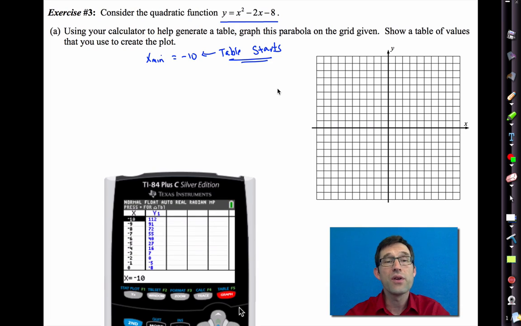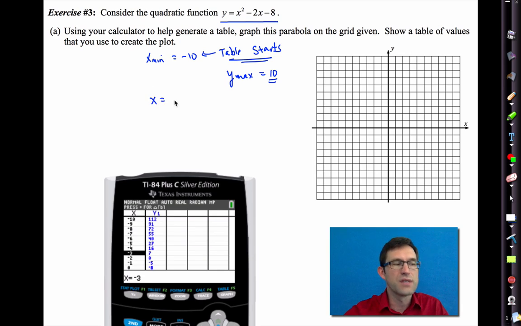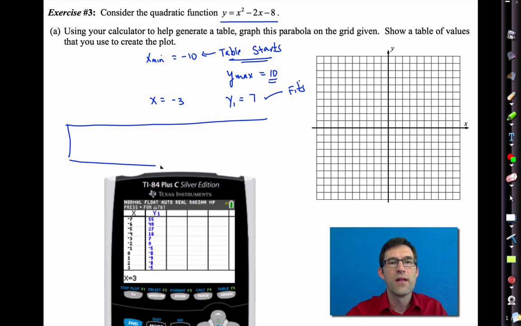Okay. Now, if you notice, the y value when x is negative 10 is much too large to even fit on this graph paper. In fact, the biggest y value on this graph paper is also 10. So what we need to do is go down in our table until we find a y value that fits. Okay? So let's scroll down that table. Keep going, keep going. Ah, there it is, look. When x was equal to negative 3, the y value, y1, was equal to 7. So that'll fit, right? It fits. So that's where we'll actually start the table that we'll use to plot.